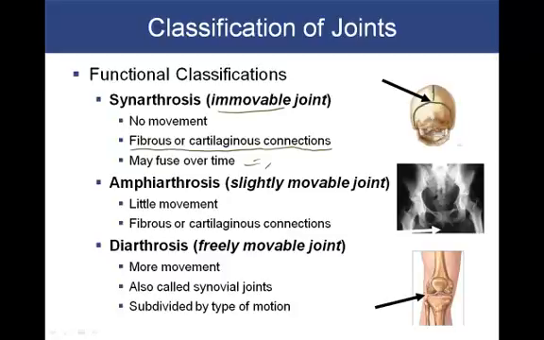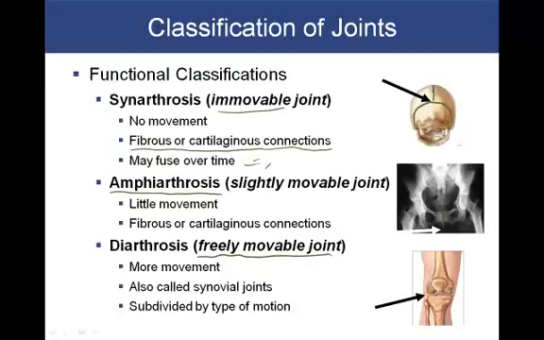Amphiarthroses are slightly movable joints. They provide some movement. It's not a lot. And again, you're going to find this fibrous cartilaginous connection in between. An example of an amphiarthrotic joint would be the pubic symphysis. This is that joint that forms between the two pubic bones. And it does allow for some movement, but not a whole lot. And lastly, we have the diarthroses. These are the freely movable joints. This is what you usually refer to as a joint.